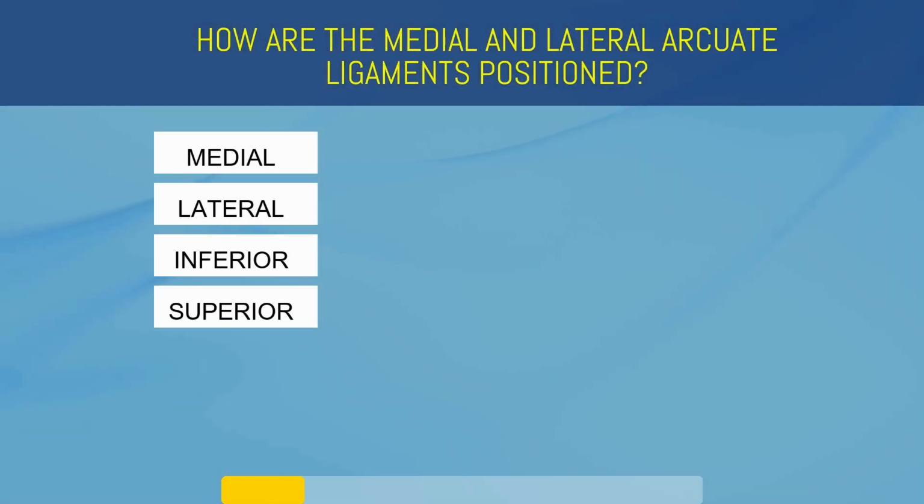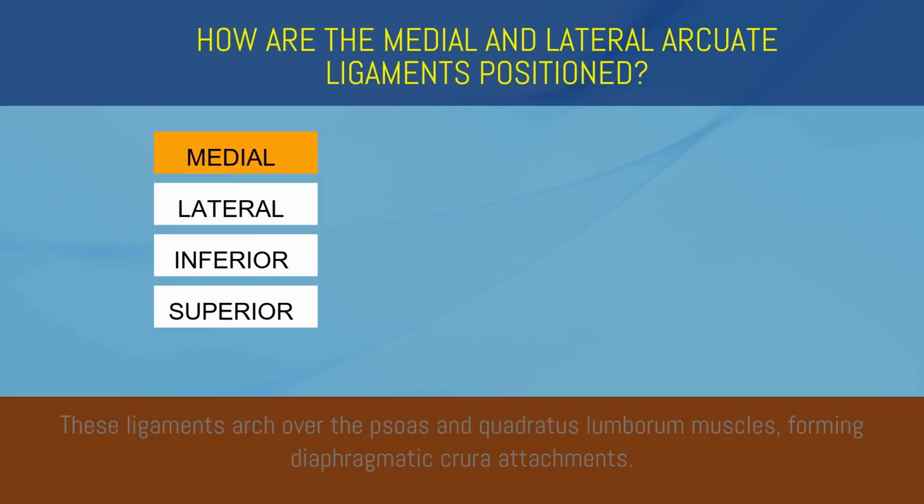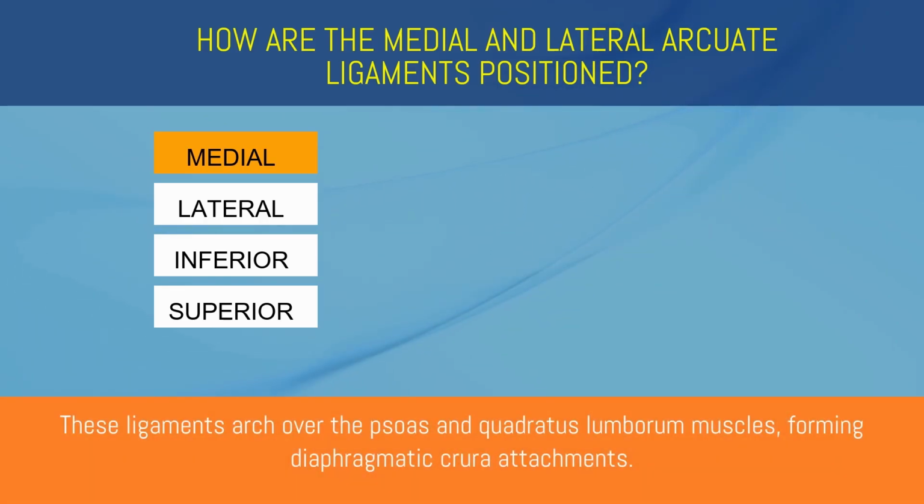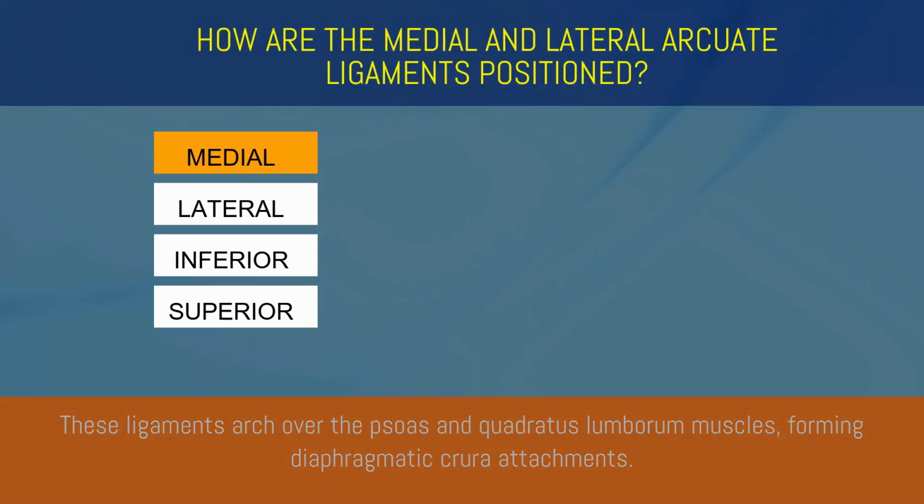How are the medial and lateral arcuate ligaments positioned? Medial, lateral, inferior, or superior? Medial. These ligaments arch over the psoas and quadratus lumborum muscles, forming diaphragmatic crura attachments.